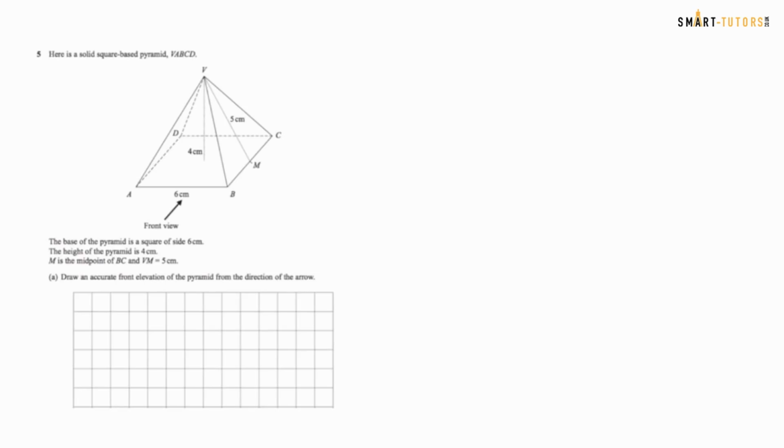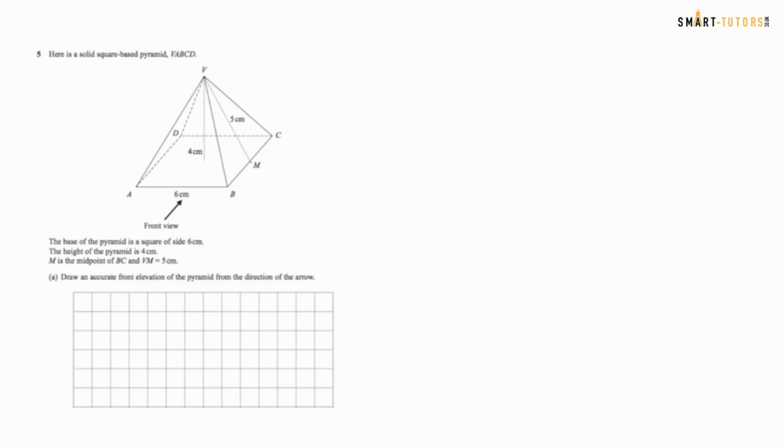Question number 5. Here is a solid square base pyramid VABCD. The diagram is given. The base of the pyramid is a square of side 6 cm. The height of the pyramid is 4 cm. M is the midpoint of BC and VM is 5 cm. The perpendicular height of the triangle sideways is 5 cm. The first part they are asking, draw an accurate front elevation of the pyramid from the direction of the arrow.